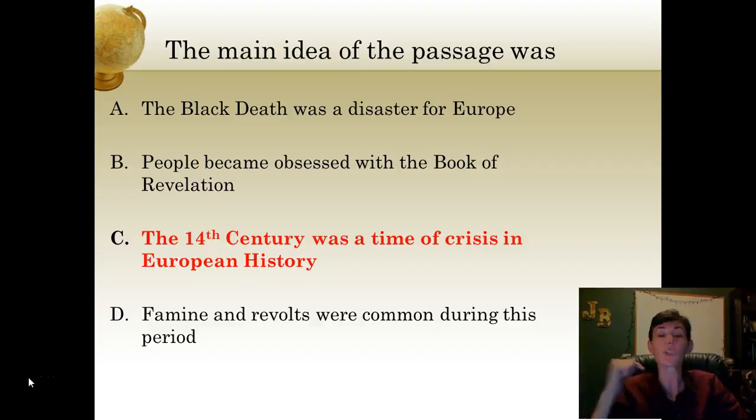And this is something you're going to want to train yourself to do. Find the main idea, the big picture information, and then use that to help you fill in the details and help you answer the questions. This is going to be a very important skill for the AP exam.